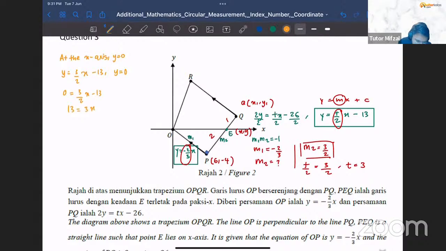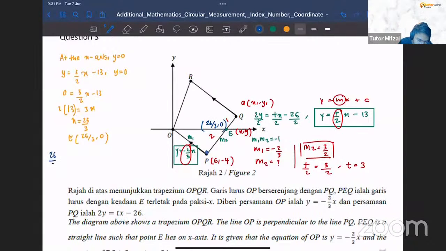Okay. So 13 times 2 is 26 divided by 3. You should get x equivalent to 26 over 3. So your point E is just 26 over 3 and 0. Okay, E dah tahu dah. Now you can find the coordinate for Q. You kena guna wiper method. So 26 over 3 and this is 0.